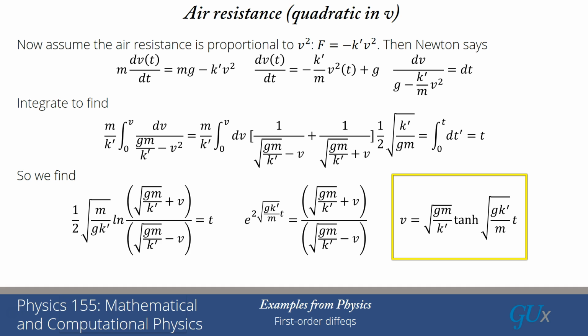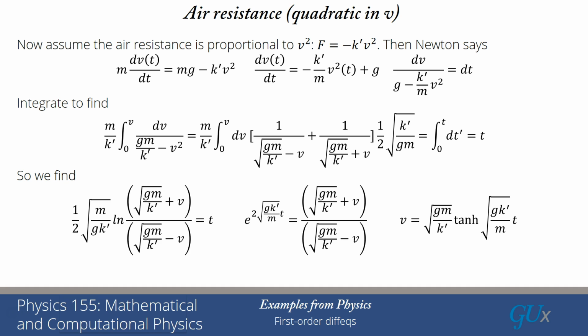Now let's take a look at this for small t once again. For small t, the tangent goes like the square root of gk prime over m times t. And when I plug that in, I find v goes like gt, just like we had before. But this again will have a terminal velocity because for large argument, tangent approaches plus 1. So the terminal velocity will be the square root of gm over k prime.